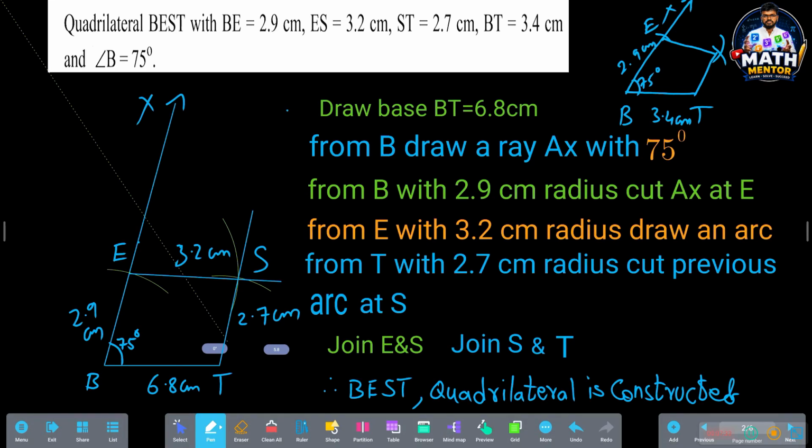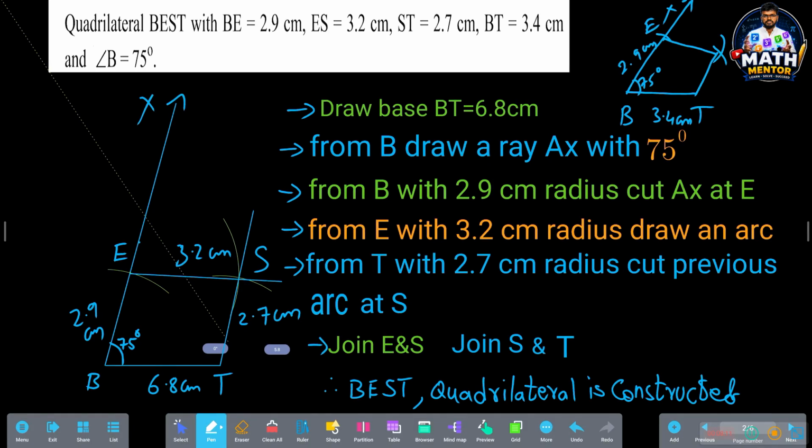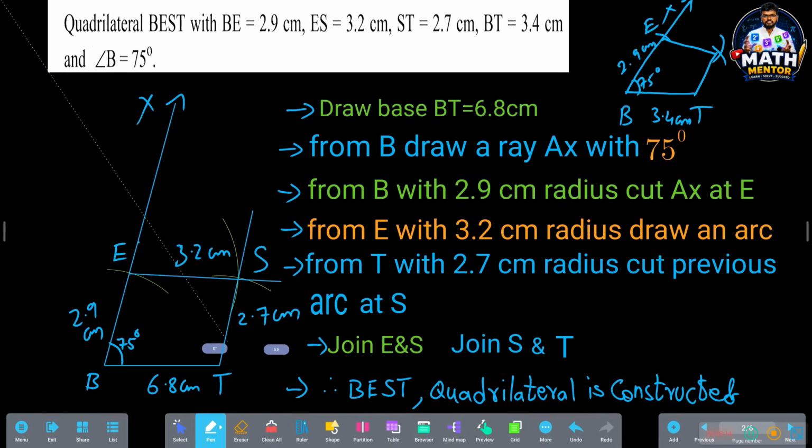Your first step of construction: draw a base BT equal to 6.8 centimeters. Second step, from B, draw a ray BX with 75 degrees. Third, from B with 2.9 centimeter radius, cut BX at E. Next, fourth point, from E with 3.2 centimeter radius, draw an arc. Next, from T with 2.7 centimeter radius, cut previous arc at S. Next, join E and S, join S and T. Therefore, BEST quadrilateral is constructed.